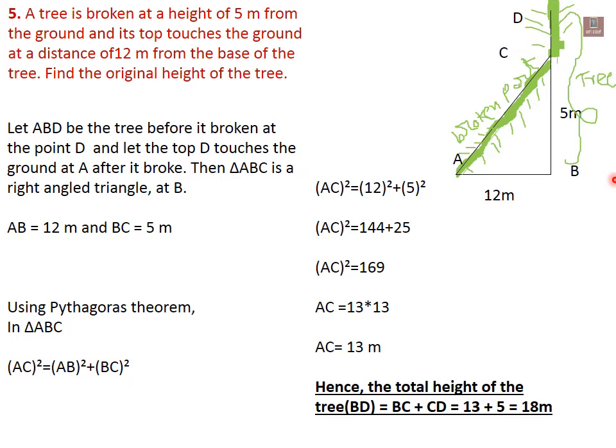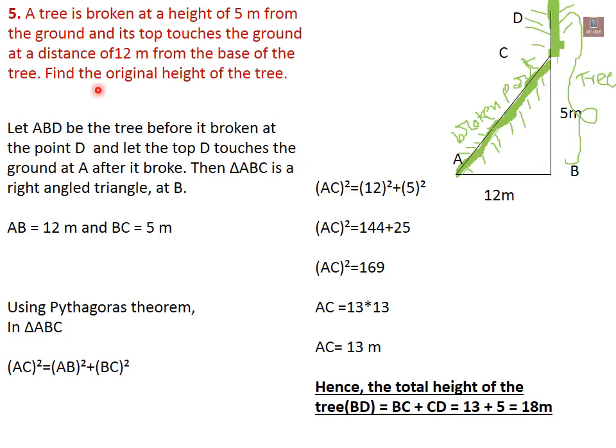So a tree is broken at a height of 5 meters from the ground. So this is a tree which is broken at the top. At a height of 5 meter, the tree is broken and fell down on the ground, at a distance 12 meter from the base of the tree. This is the base of the tree, isn't it? And this is the broken part of the tree. It fell down 12 meter distance from the base of the tree.